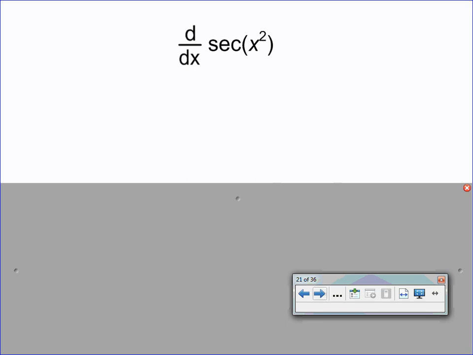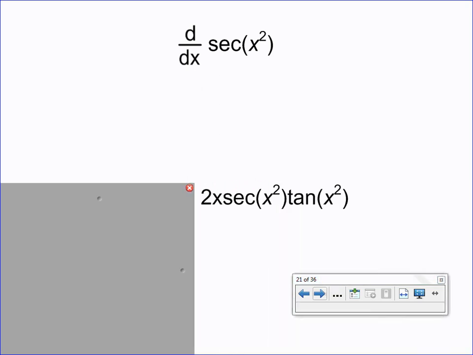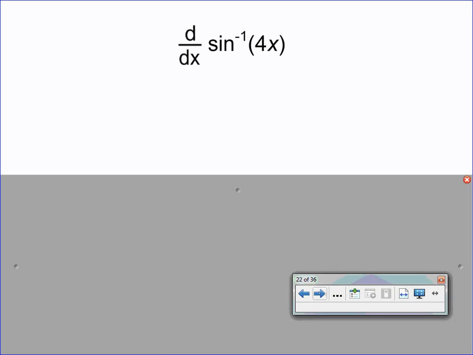Derivative of secant of x squared. Number 21. Secant of x squared times tangent of x squared times 2x. Yes, absolutely correct. Good job. Derivative of inverse sine of 4x.